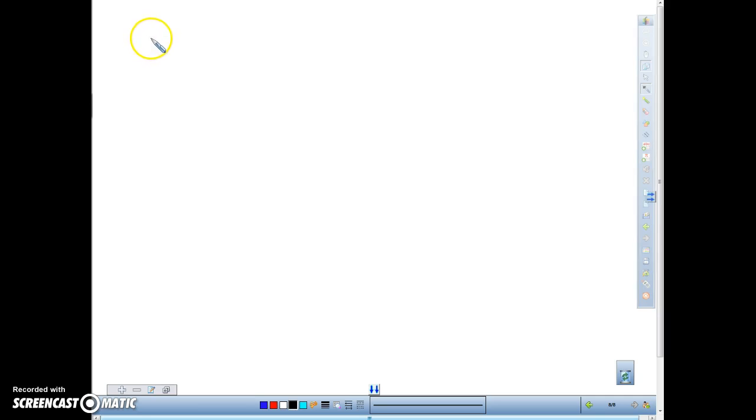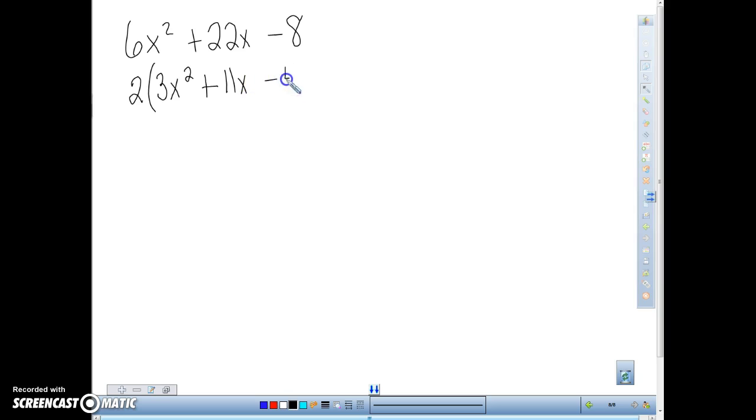Let's do one more. So we have 6x squared plus 22x minus 8. And if you notice on this one, there is something in common with all three terms before we start. All three terms are divisible by 2. So I need to take that 2 out. So I have 3x squared plus 11x minus 4. Then you start factoring your problem. The 2 will just keep coming down in front.